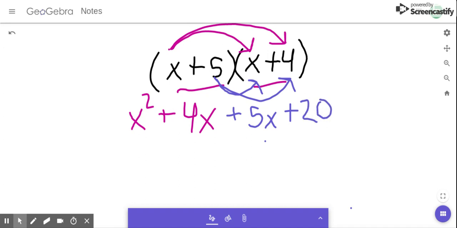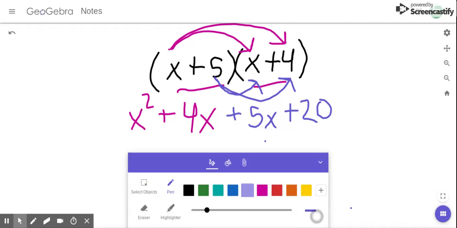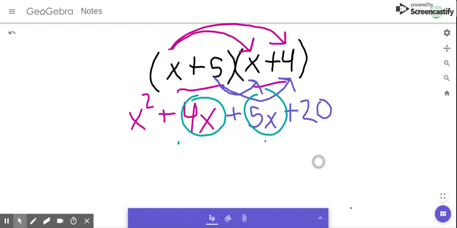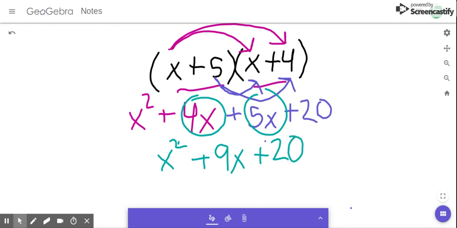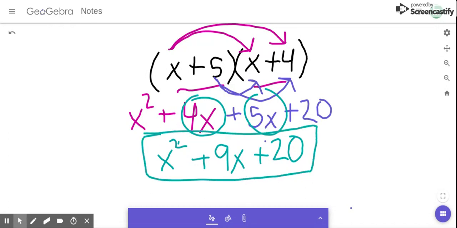Okay, so this is my answer, but what we'll notice when we look at this problem is that we always do have one thing we can add together. So when I look at this problem, I notice that this 4x is first degree, it just has an x, and this 5x is also first degree, it just has an x. That means I can add them together, I add the coefficients. So I end up with x squared plus 9x plus 20. So when I multiply a binomial times a binomial, my answer is actually a trinomial with 3 terms right here. This is my final answer right here.